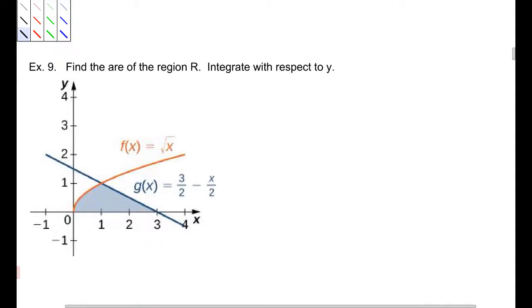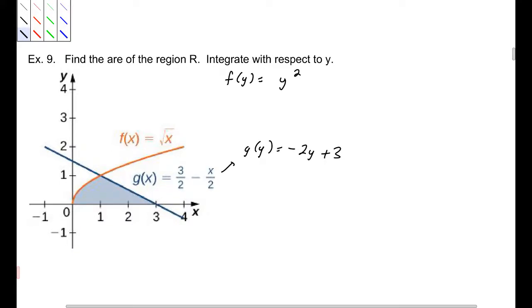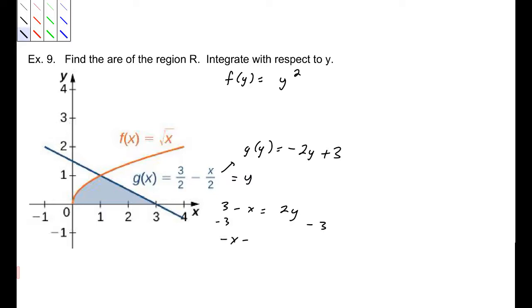So we need to find the inverse functions, and I'm going to use different names here. I'm going to say f of y, the inverse of square root of x, is y squared. This is going to be slightly ambiguous, so forgive me. And the inverse of this one right here is g of y, which is negative 2y plus 3. So if I set that equal to y, just so you can see my logic here, multiply through by 2, so that'd be 3 minus x equals 2y. Subtracting 3, and then dividing by negative 1, x is negative 2y plus 3.